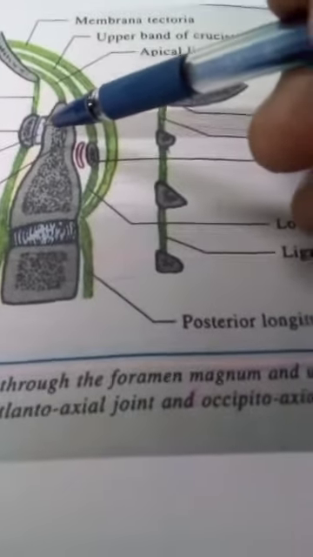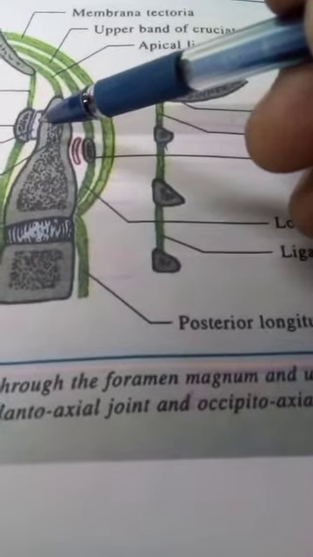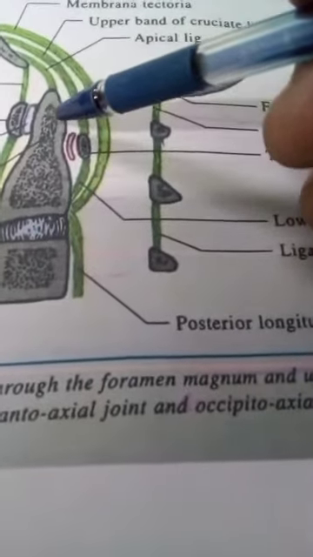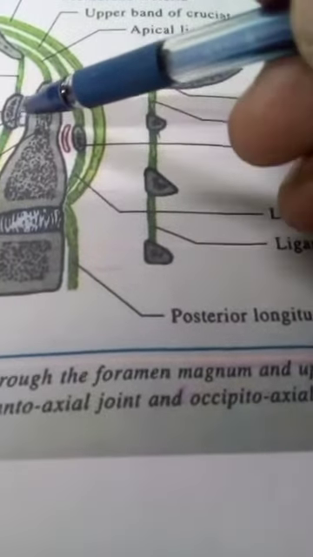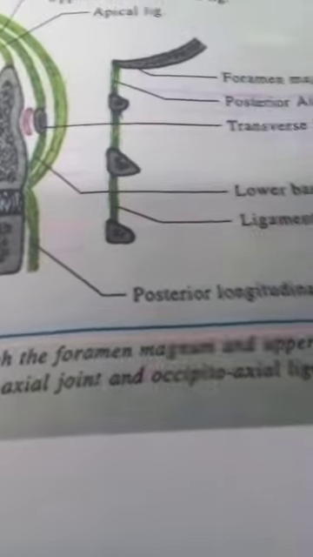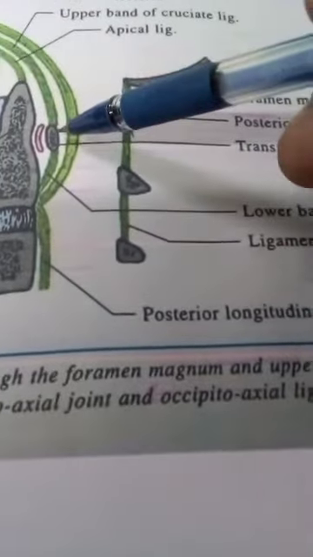You see, on this sagittal section, this one is the median atlantoaxial joint between the dens and the anterior arch of the atlas, and this one is the transverse ligament on sagittal section.